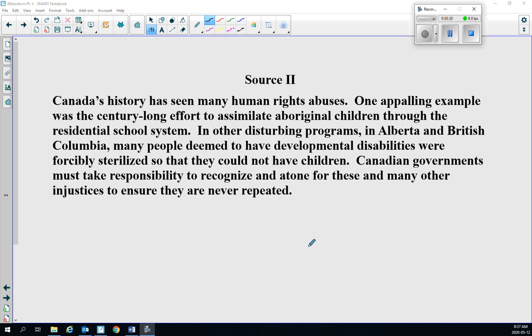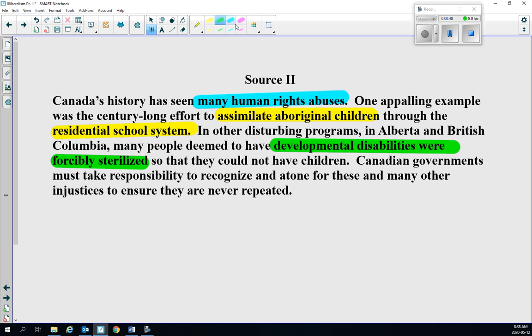Interpreting sources is a very good way to learn about the content in social studies. I really hope you're keeping up with it. There's source two. I'll give you a few seconds to look it over, and then we'll take up the source. Okay, that's what I would be going after.